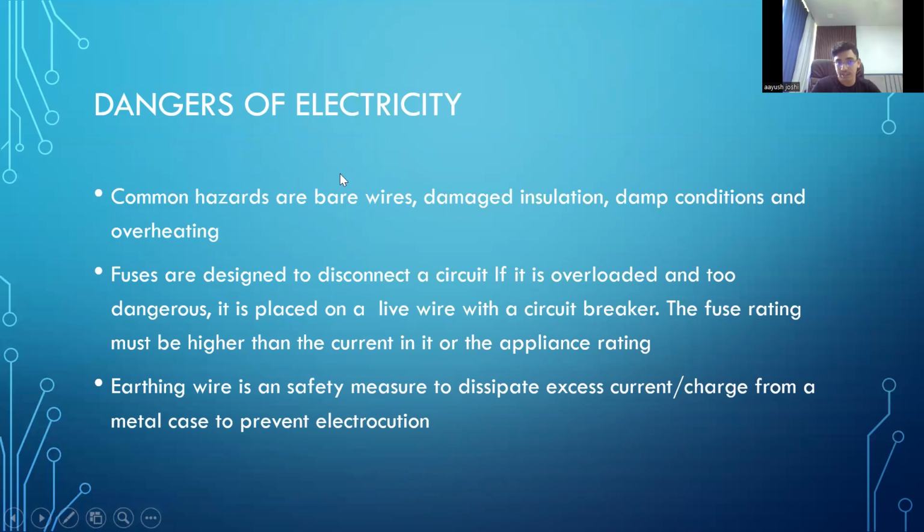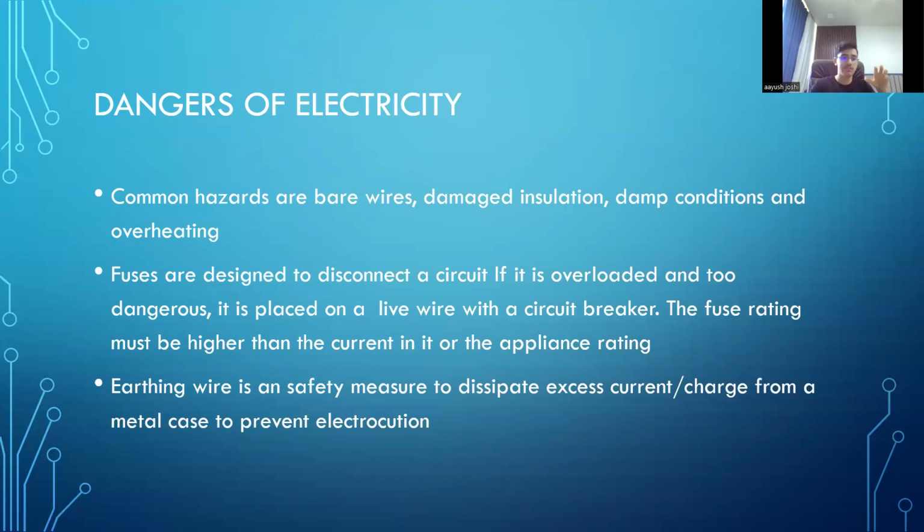To prevent a problem like a fire or an electrical shock, you use something called fuses and earthing wires. Fuses are designed to disconnect a circuit if it is overloaded and too dangerous. It is placed on a live wire with a circuit breaker. The fuse rating must be higher than the current in it or the appliance rating.